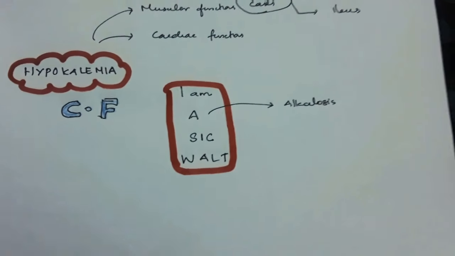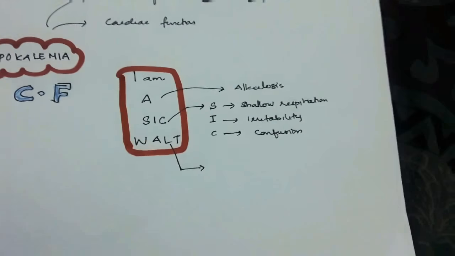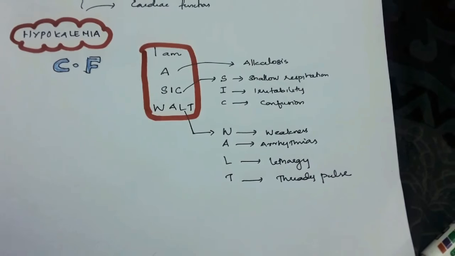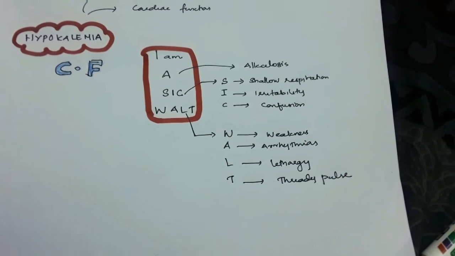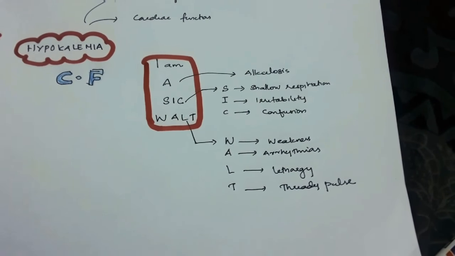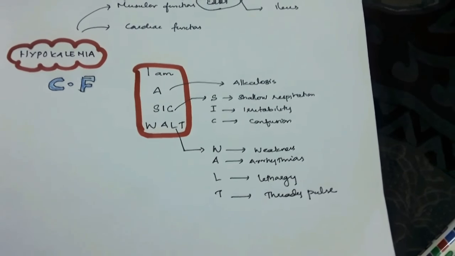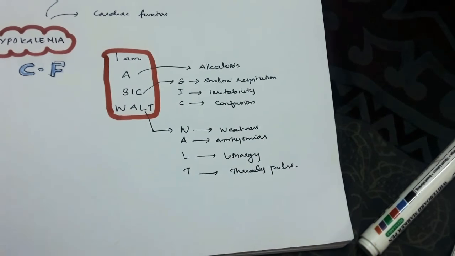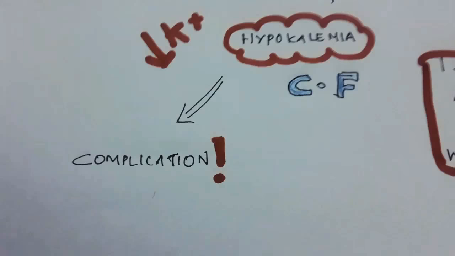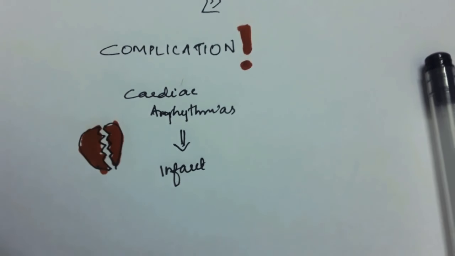Here A stands for alkalosis, SICK: S stands for shallow respiration, I irritability, C confusion or a drowsy state. V for vault... W for weakness, A for arrhythmia, L for lethargy, T for thready pulses. Here in arrhythmia, the condition can be tachycardia, bradycardia or irregular rhythms also can be there. I we can use for decreased intestinal motility or ileus. So, the main complications of hypokalemia are cardiac arrhythmias and infarct.